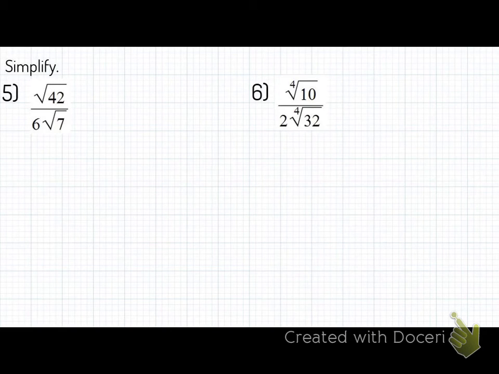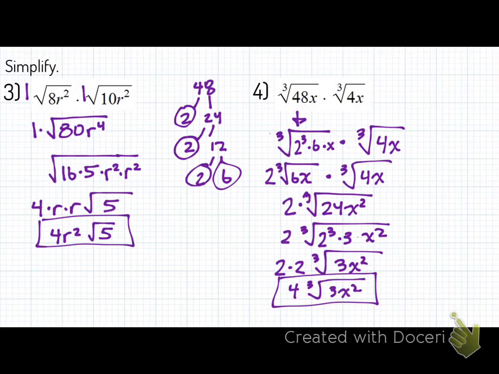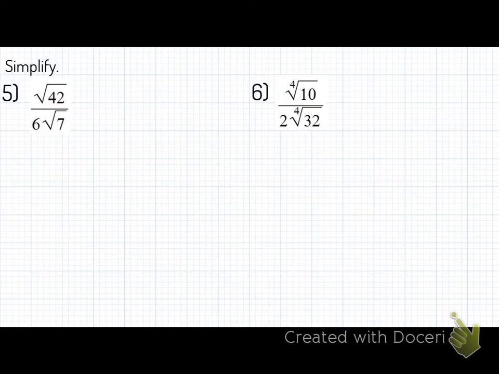Here's number 5 and 6. So take a moment. Please do not write. You're just watching right now. This is dividing, so it's a little bit different. What you want to do is assume that these radicals, when they have the same index, you can combine them. So like, check this out. You got 1/6. Let's just take that fraction out of the way. Rad 42 over rad 7. Let's make it all under one radical.